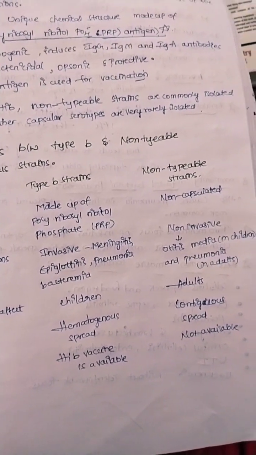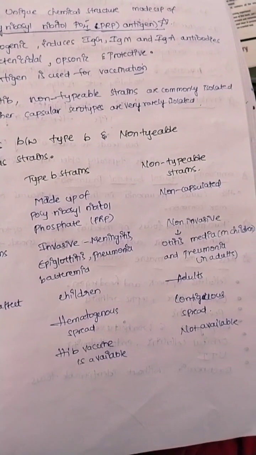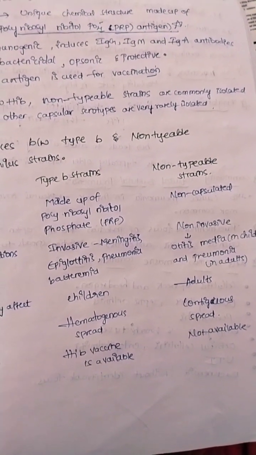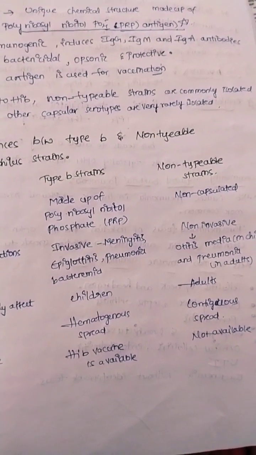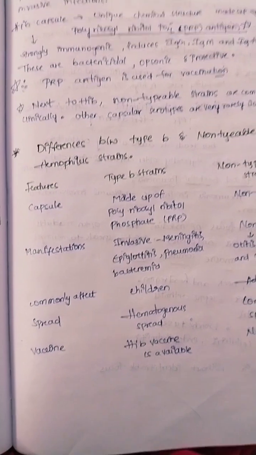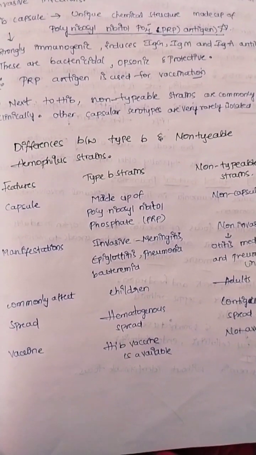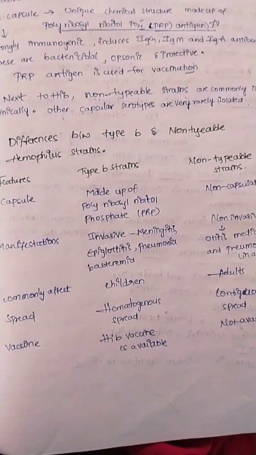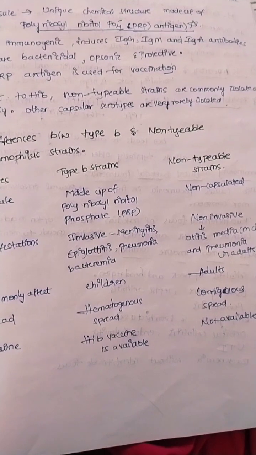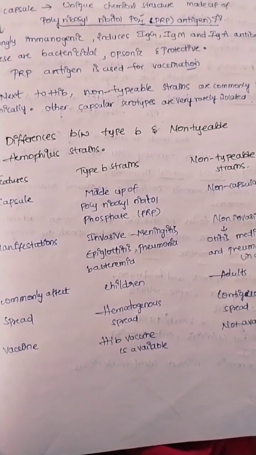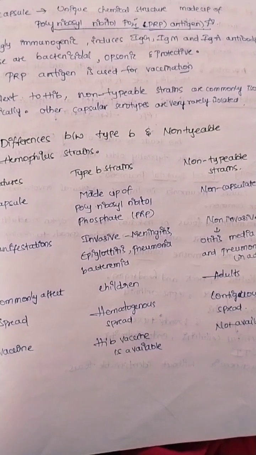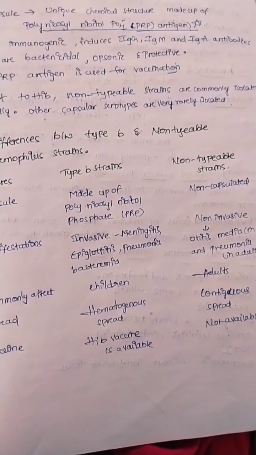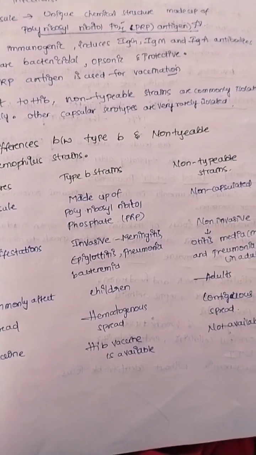And non-typable strains cause otitis media, which is present in children because the middle ear is affected, and pneumonia in adults. Okay, type B strains commonly affect children, and non-typable strains commonly affect adults. Hematogenous spread is seen in type B strains, contiguous spread is seen in non-typable strains. A vaccine is available for Hemophilus influenzae B strains, and there is no vaccination for non-typable strains. So non-typable strain cases are increasing nowadays. Okay. So did you understand the differences, guys?